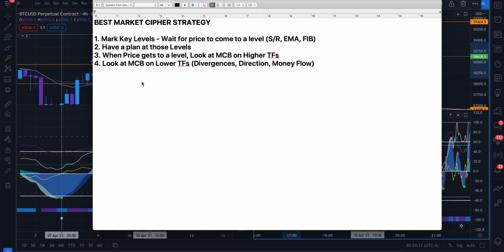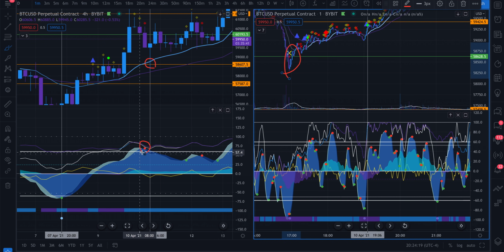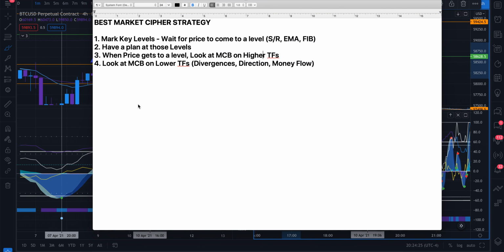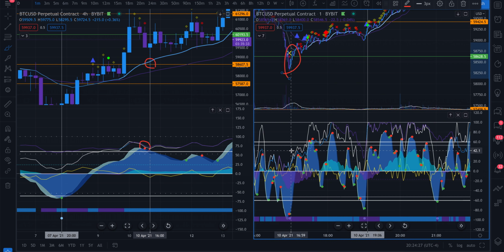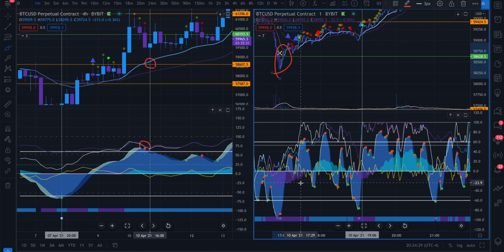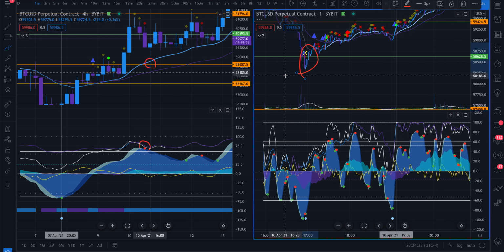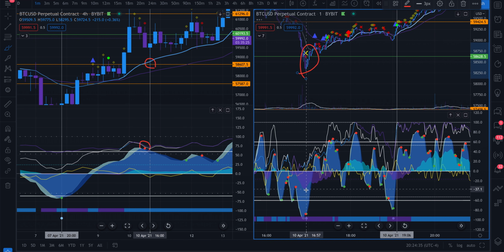That's already our plan. And because when price did get to that level, we looked at Market Cipher B on the higher time frame and noticed, okay, we were printing a red dot, but we've had some time to cool off. We're not currently printing that red dot. Then we come to our lower time frames, and what do we see? Well, what do you know? We see very clearly a bottom formed on the 1 minute, and then we see a very clear direction with a money flow crossover.